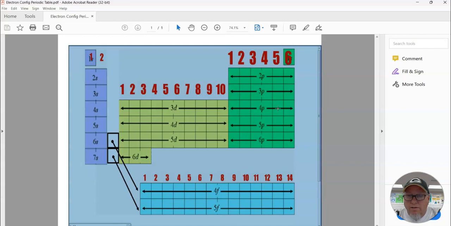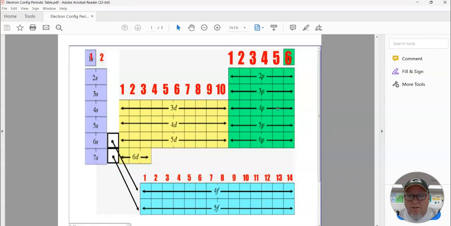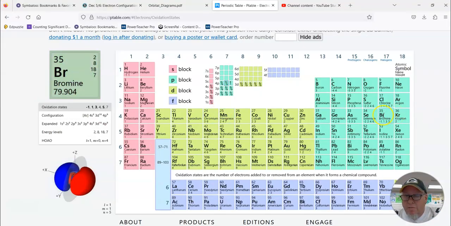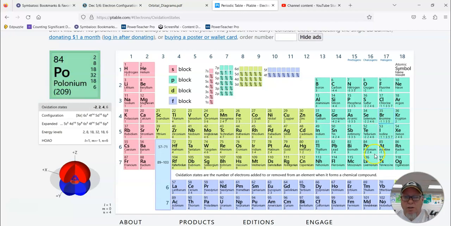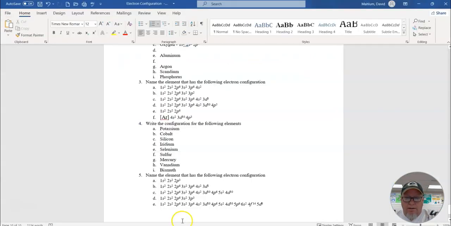Once I know where that is on the periodic table, I can then correspond to a real periodic table and find that same element. That's going to be bromine. Bromine is going to end in 4p5. And if you look over on the left at the box where bromine is, underneath it, it says the expanded configuration. There is the 4p5 configuration. It's a really nice way to view the periodic table. You can just simply go through and find any of the elements that you need there, and then write them down.